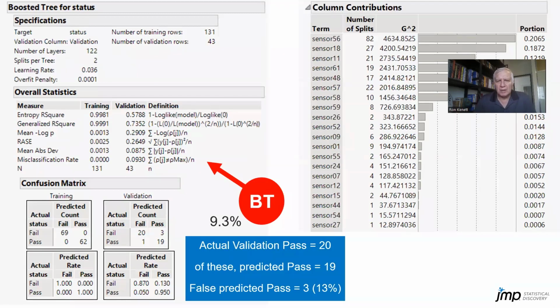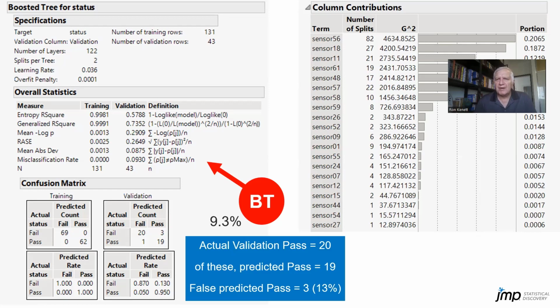When we apply the boosted tree, we have a validation set set up with 43 systems drawn randomly as the validation set, and 131 systems used for the training set. We are getting a 9.3% misclassification rate. 3 failed systems, we know they failed because we have it in the data, were actually classified as pass. And of the 20 that passed, 19 were classified as pass. So the false predicted pass is 13%.